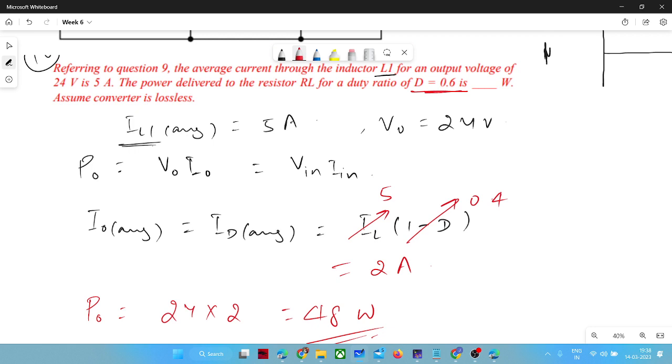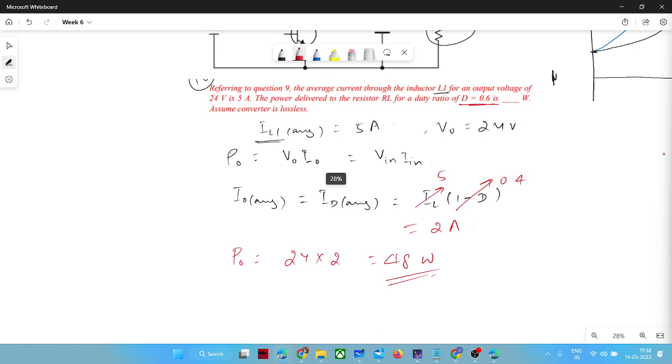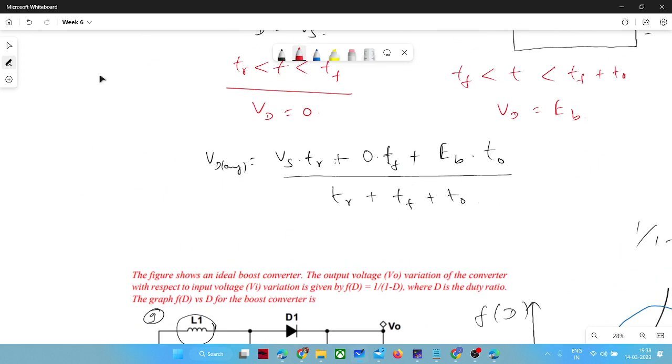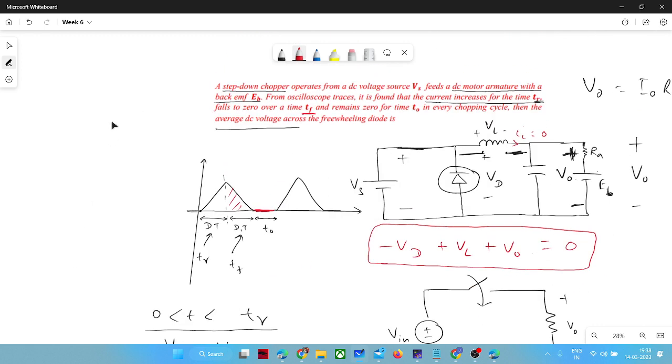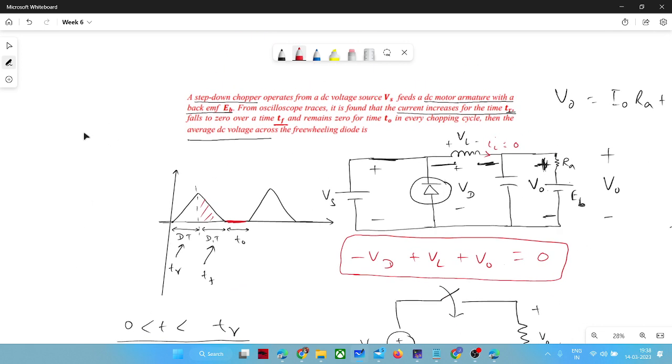Sir, in the previous example, we calculated the average voltage across the diode. For the fall time, we took zero across the diode, and E_B, the back EMF, into T0.